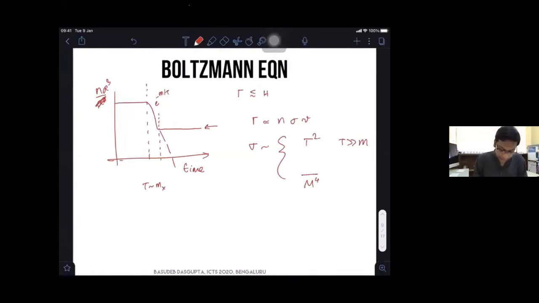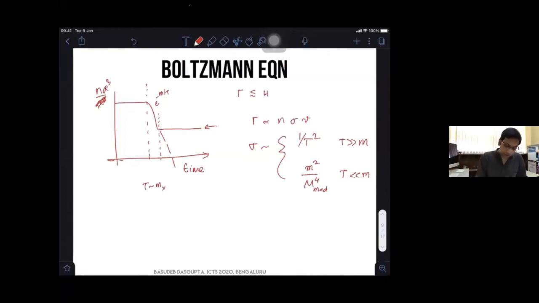And then I need something on the top. So what I need is, let's say, this should be 1 over T squared. 1 over energy squared is length squared. And here I have the mass squared divided by the mediator mass squared for T. Okay, so this is the form.